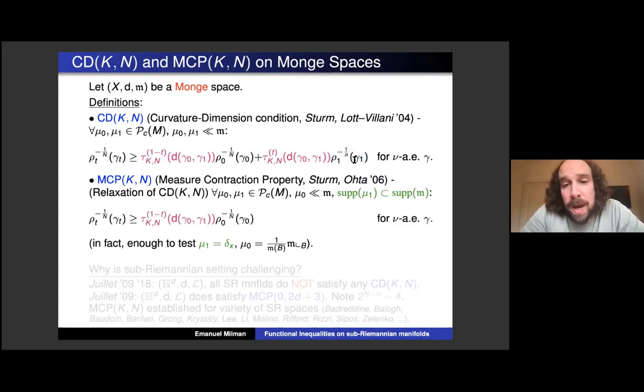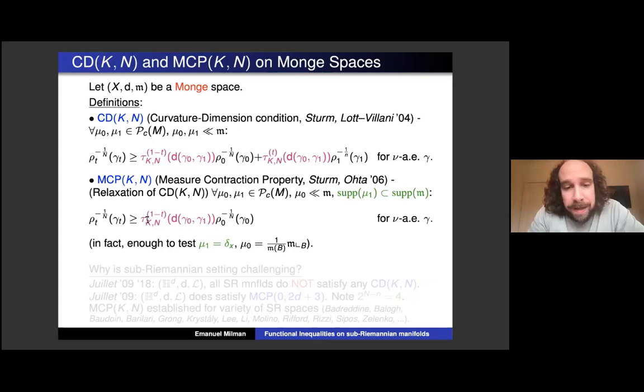But if we threw this away, there's no reason to assume now that the target measure is absolutely continuous, because we don't need to talk about its density. So it could be anything, also a discrete measure. And if we're treating discrete measures, we might as well, and this turns out to be equivalent, just take a delta measure at a single point. So what this thing is measuring is what happens when you contract mu naught to a single point. This is why it's called the measure contraction property. The only thing we need to know is that it's weaker than CD(K,N).